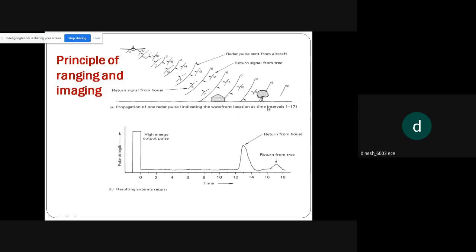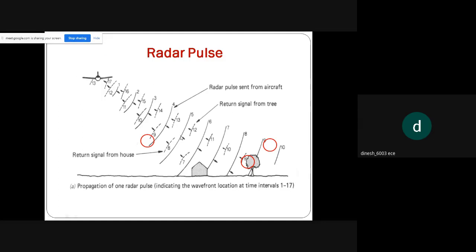Depending upon the time intervals of 1 to 17, we can find the distance. The return from the house appears within a short period, whereas from the tree, it takes a long period. With the pulse strength, we can find it. The return from the house has a peak at a very short period, so the distance is shorter. This means that the house is larger than the tree, with an angle of inclination. This is shown in the radar pulse in a larger diagram.